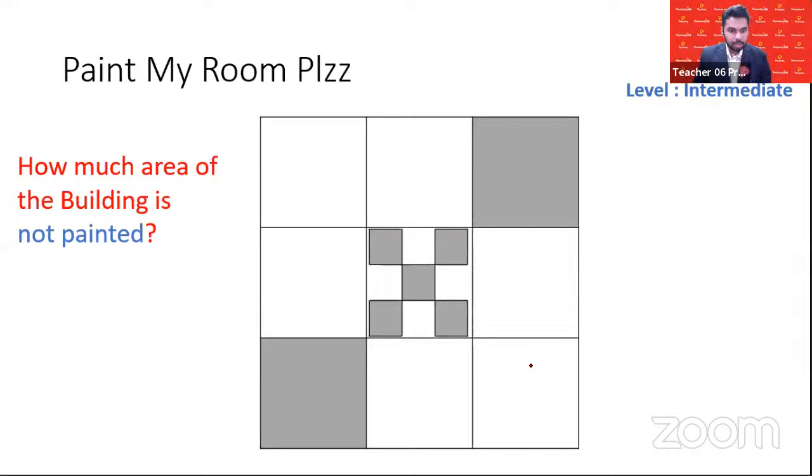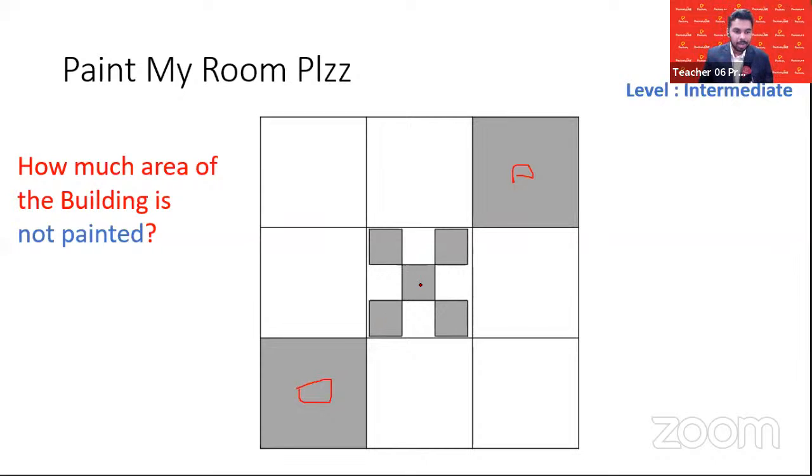So this puzzle I'll give you as a take home. This will appear in the Practically app. So you can see a building. You can see a plan of the building here, and there are many rooms in this building. Now some rooms are painted. All the painted parts are represented here. You can see that room is painted, and another room is painted. And all these gray boxes are painted rooms.